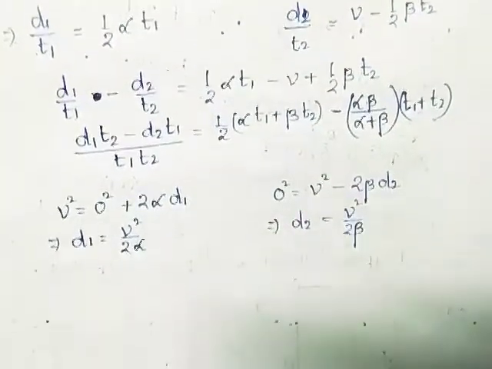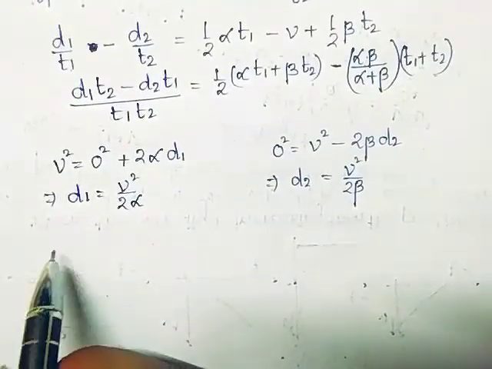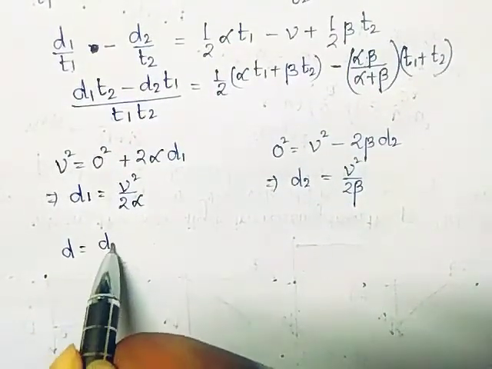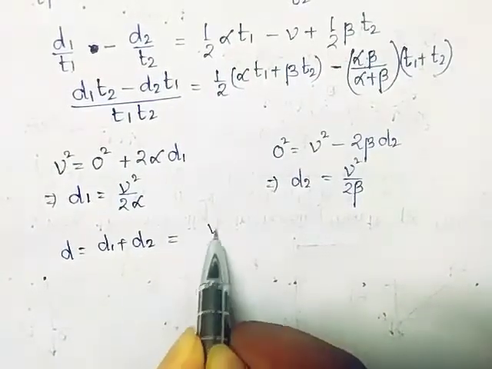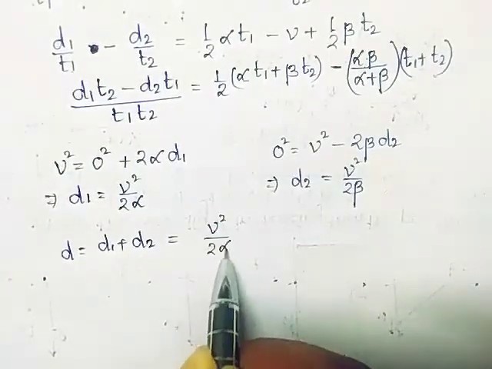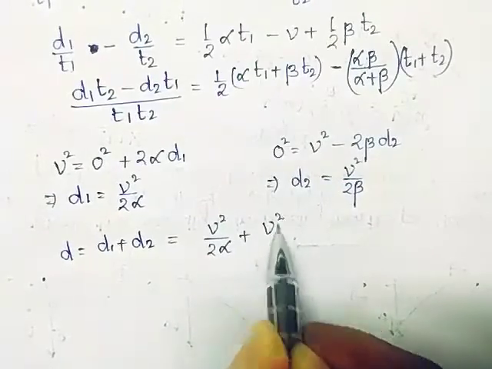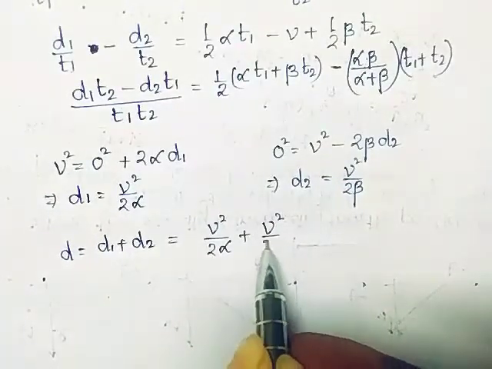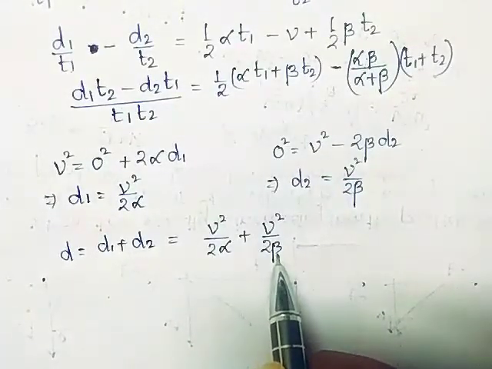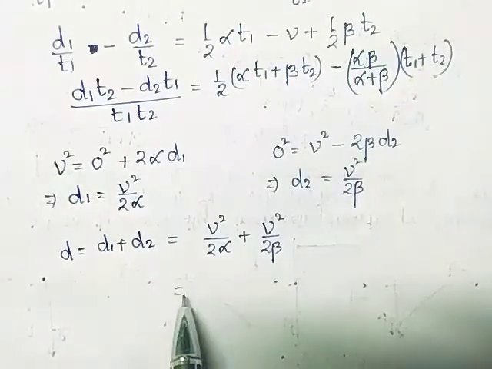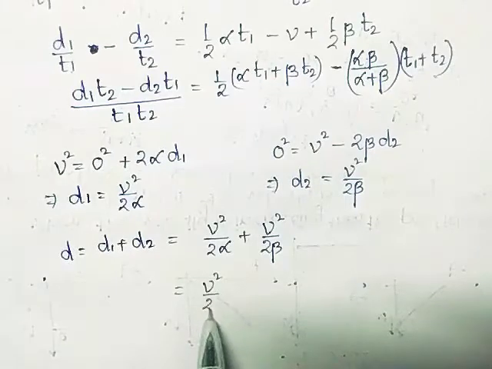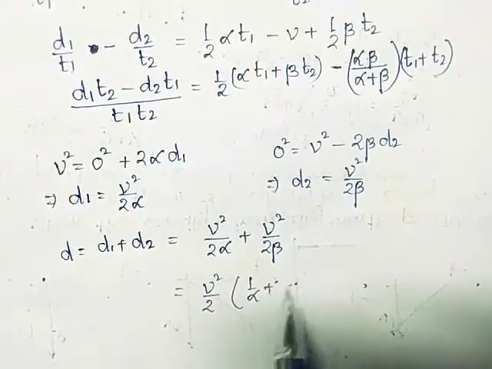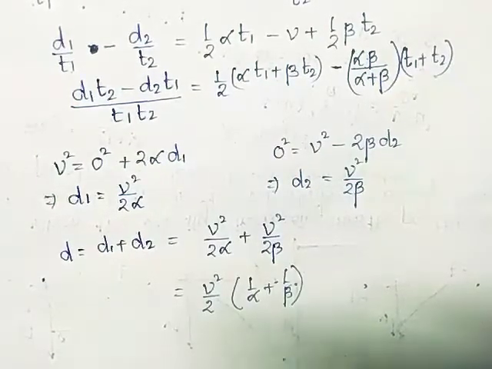But now if I want to calculate the total distance, d equals d1 plus d2, which equals v square divided by 2 alpha plus v square divided by 2 beta. So it is v square by 2; if I take common, it will be 1 by alpha plus 1 by beta.